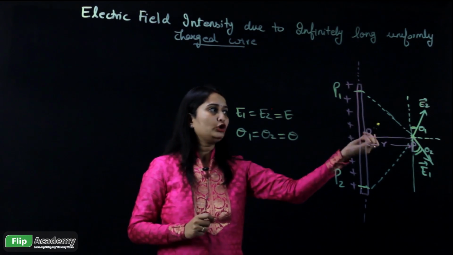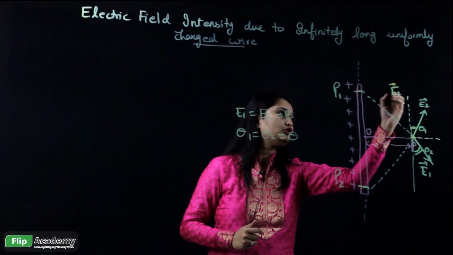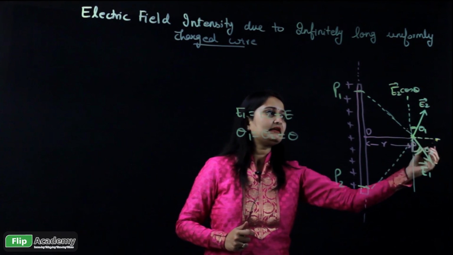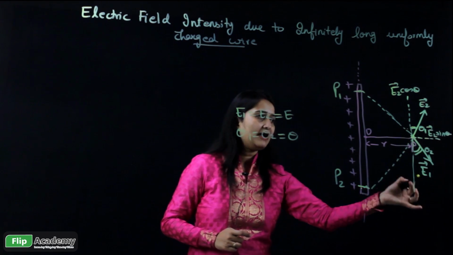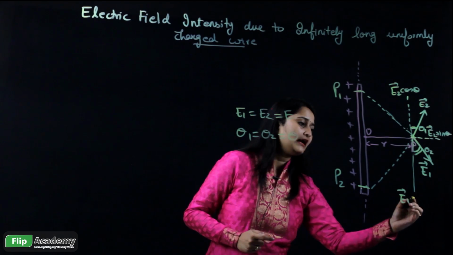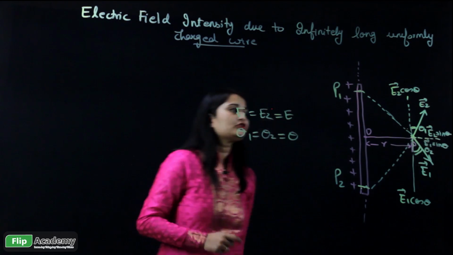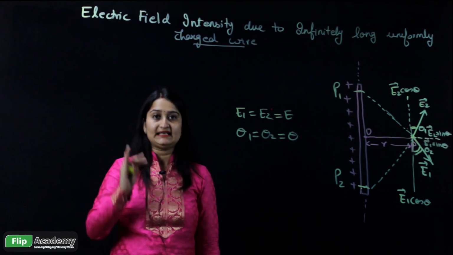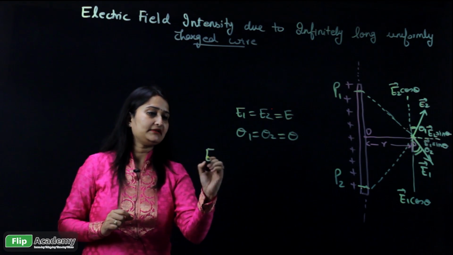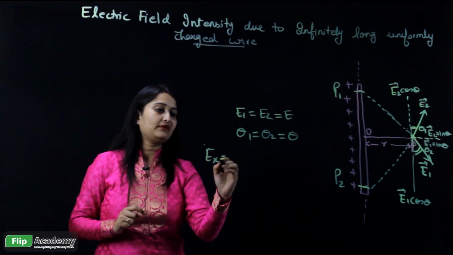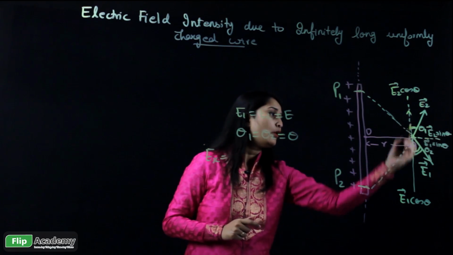Now, if we resolve E2 along the x-axis, it becomes E2 cos theta. Similarly, along the y-axis, it becomes E2 sin theta. Similarly, we resolve E1 into its two components, so it becomes E1 cos theta, and along the other axis, E1 sin theta. So you can see that we resolved E2 and E1 into their two components, cos theta and sin theta. Now, if you have to find the resultant along x, you can see E2 cos theta and E1 cos theta are both going in opposite directions.